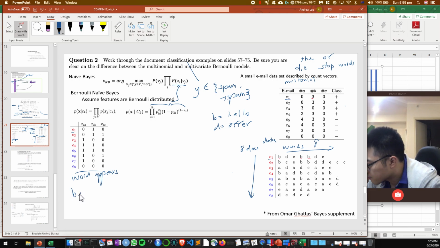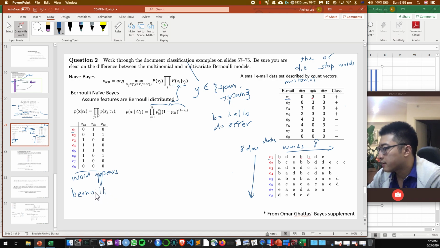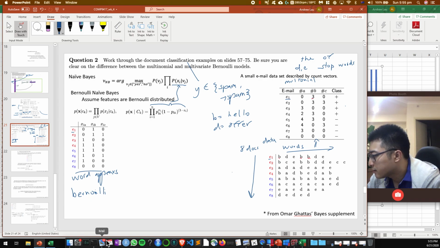Using this as the data set for your Bernoulli naive Bayes, you just model like this, just whether the word appears or not, like a binary 1, 0. Why is this naive Bayes? Now, this is our naive Bayes formulation, and this is our target, and what we care about is whether it's spam or not. Yes or no, spam or not.